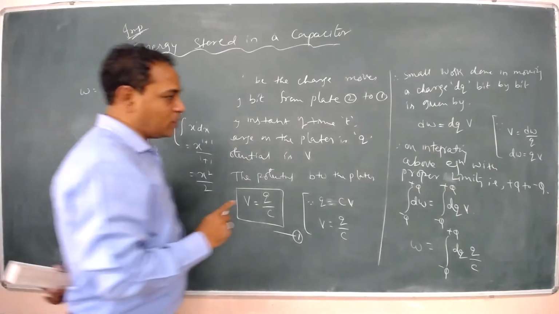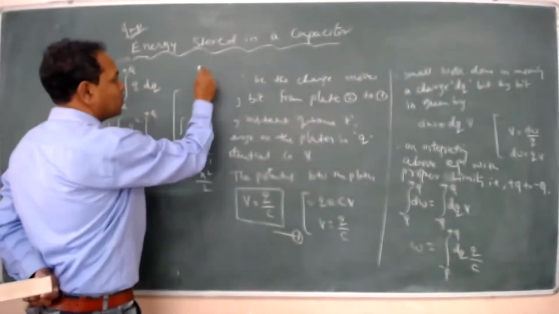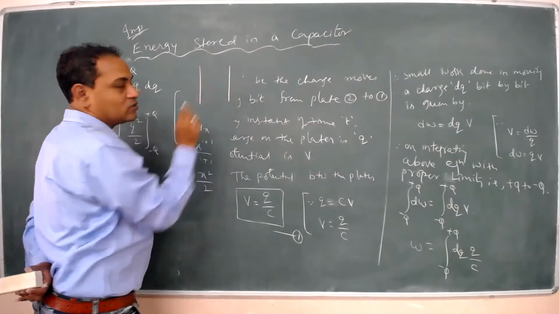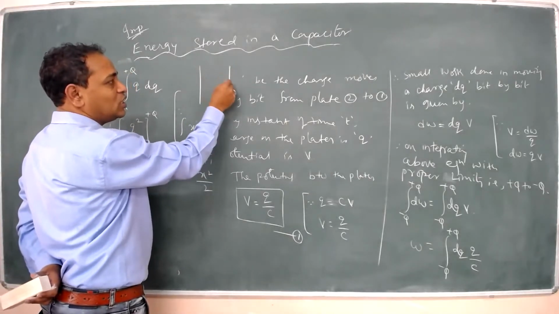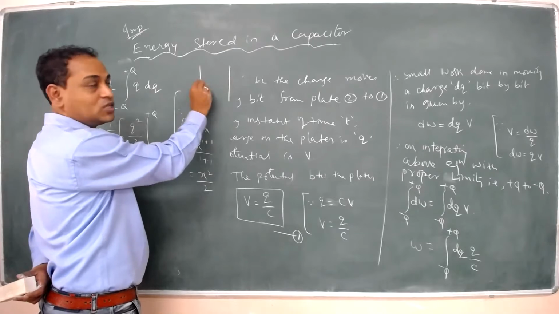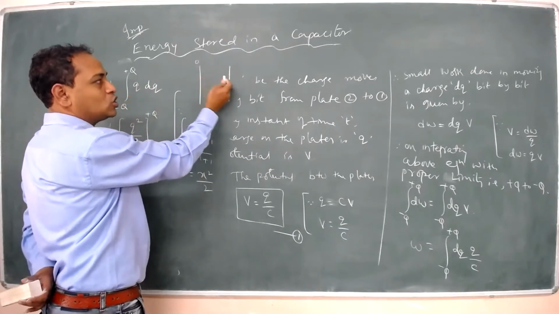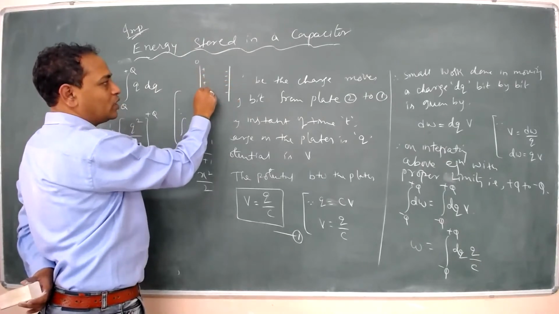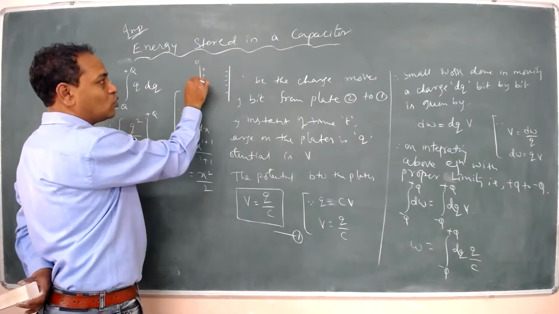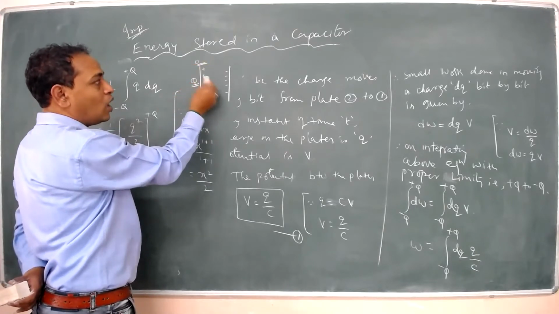Sorry. Here the limits will be 0 to Q. Why? Because, as I told you previously, the plate is there. Initially no charge is brought here, that means 0 charge. When I keep on storing here, this will become negative and this one starts becoming positive. Finally it becomes capital Q. So from 0 to capital Q I have stored.